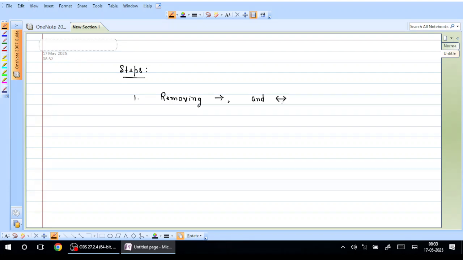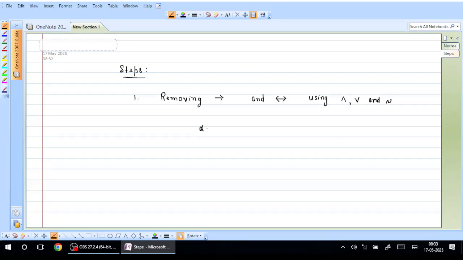Biconditional is this one, using the expressions which involve meet, join and negation. Meet, join and negation. So see how I can go for.